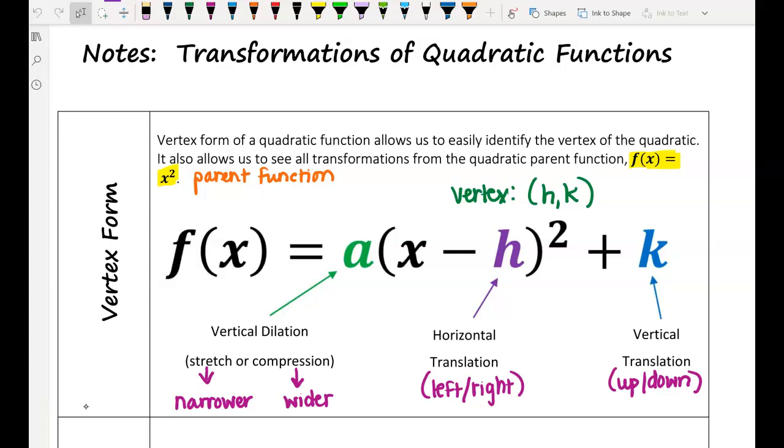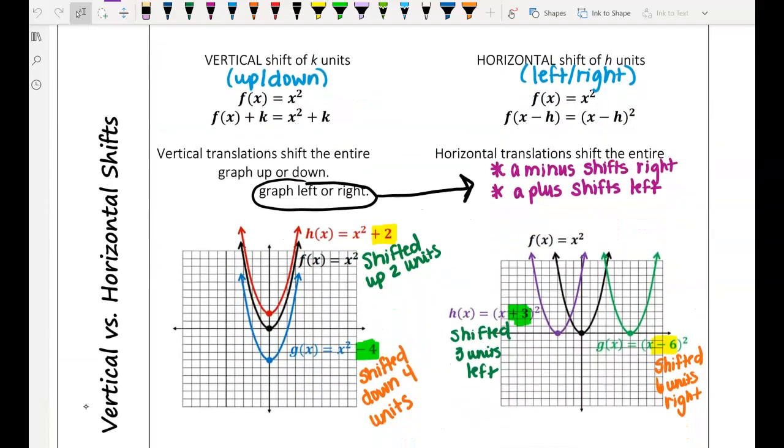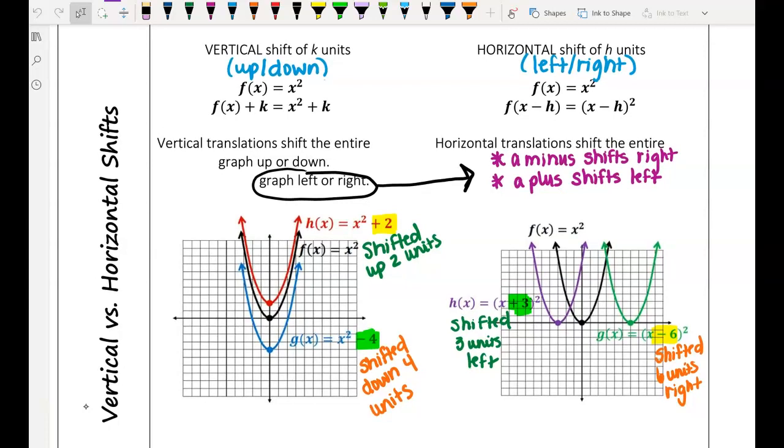A, H, and K also tell us different things. A tells us which direction it's going to open, and A also tells us how wide or how narrow the function is going to be compared to the parent function. H tells us if the function is going to shift left or right, and K tells us if the function is going to shift up or down. So each of those letters, A, H, and K, we call them parameters because they affect the function in different ways. So we looked at vertical shifts, which was our K value, and horizontal shifts, which is our H value.